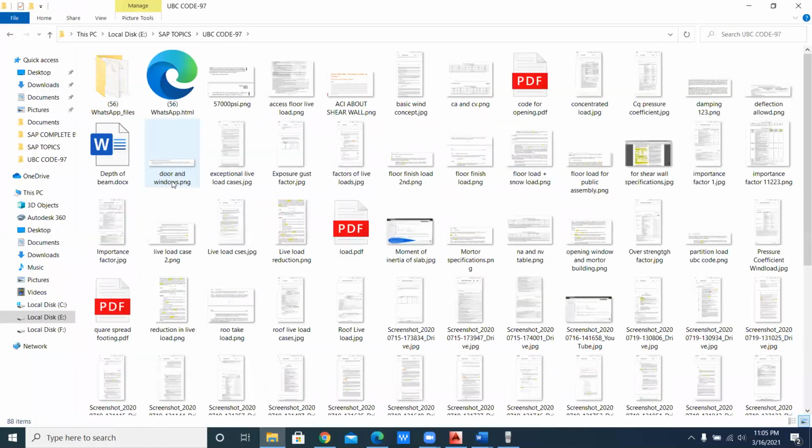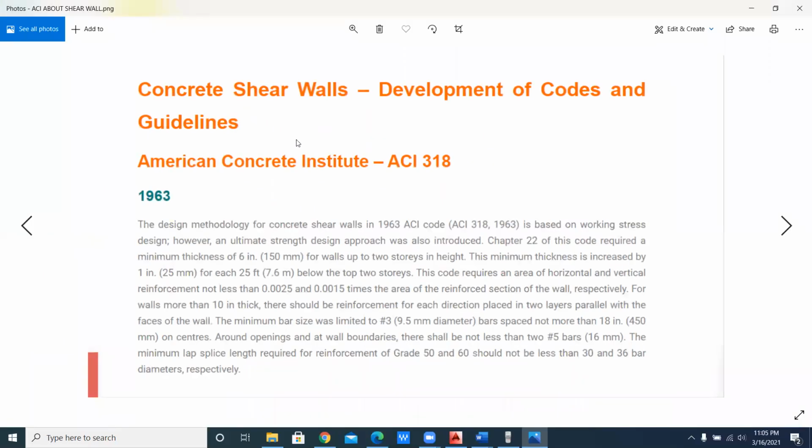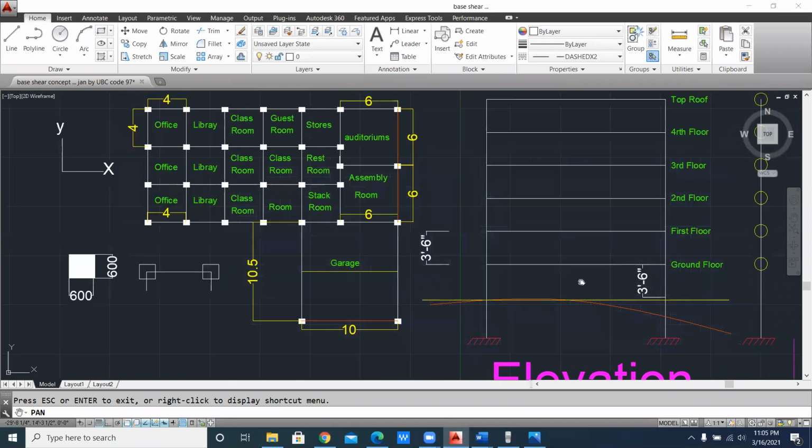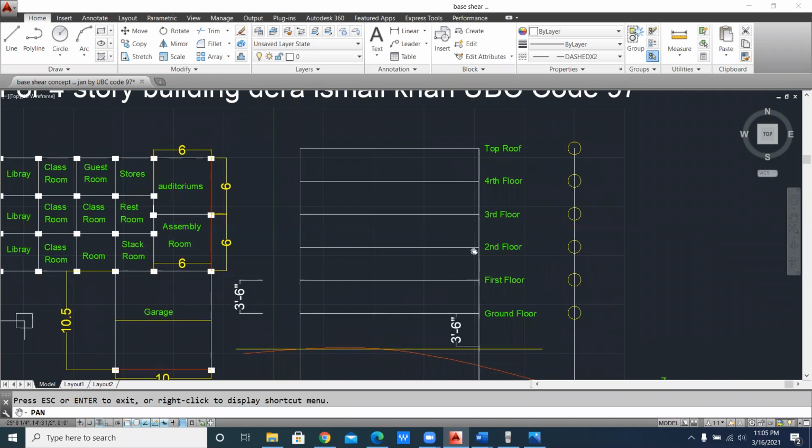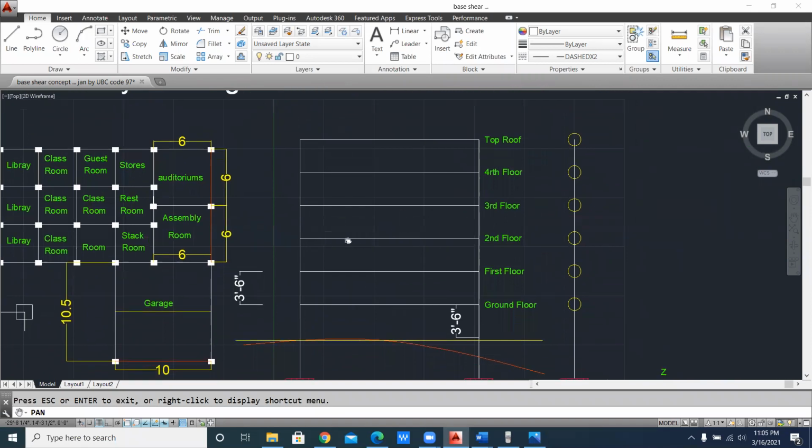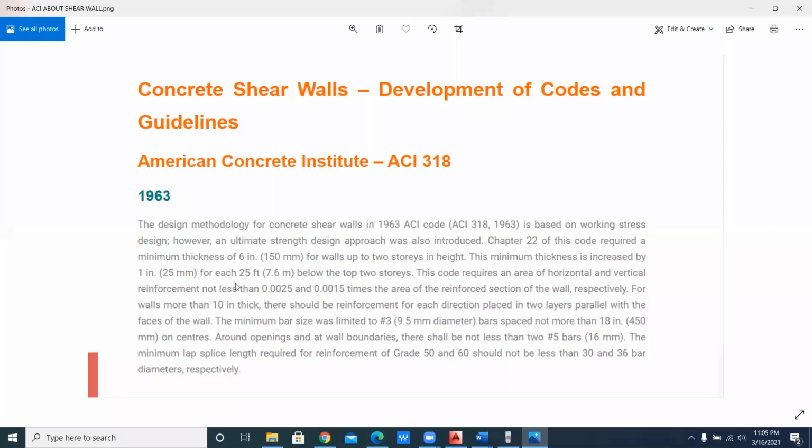Whereas when I visit ACI 318, the American Concrete Institute code, it says the minimum thickness is 6 inch, 150 mm, for walls up to 2-story height. That means we take one ground floor, first floor and second floor, and up to this we require 150 thickness. The minimum thickness is increased by 1 inch, 25 mm, after 7.6 meter, that is for each 25 foot. Let's suppose it is 150 and you go 25 foot upward, then you have to increase the thickness by 1 inch, 25 mm, below 2 stories.